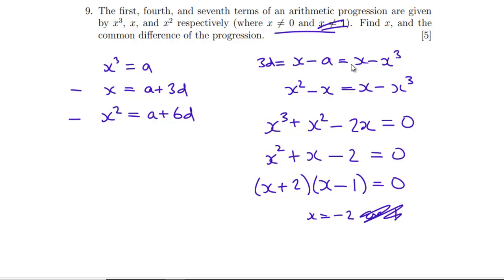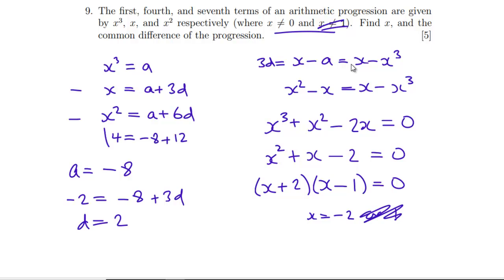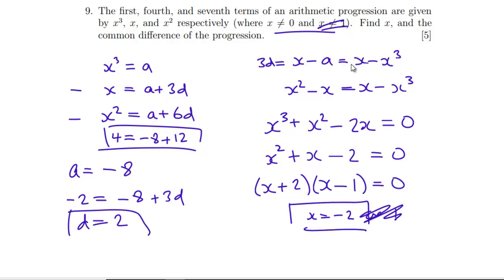So if x is minus 2, then a is going to be equal to minus 8, which means that minus 2 equals minus 8 plus 3d, so d is equal to 2. Let's just double check all of that. That would give 4 equals minus 8 plus 12. We put it into the third one, so yeah, that's good. So we got x is minus 2, d equals 2.